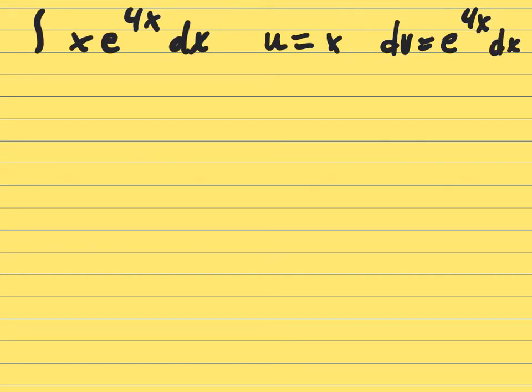Whatever you assign to u, you're going to take the derivative of that. Whatever you assign as dv, you're going to take the antiderivative of. Because the power is 4x and has a derivative of 4, you've got to be kind of careful when you take the antiderivative. Because there's no 4 in front of the e, we compensate with a 1/4.